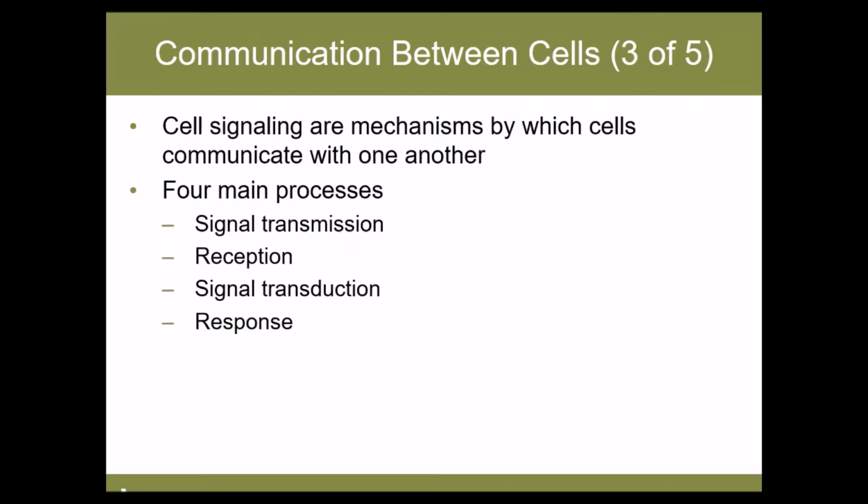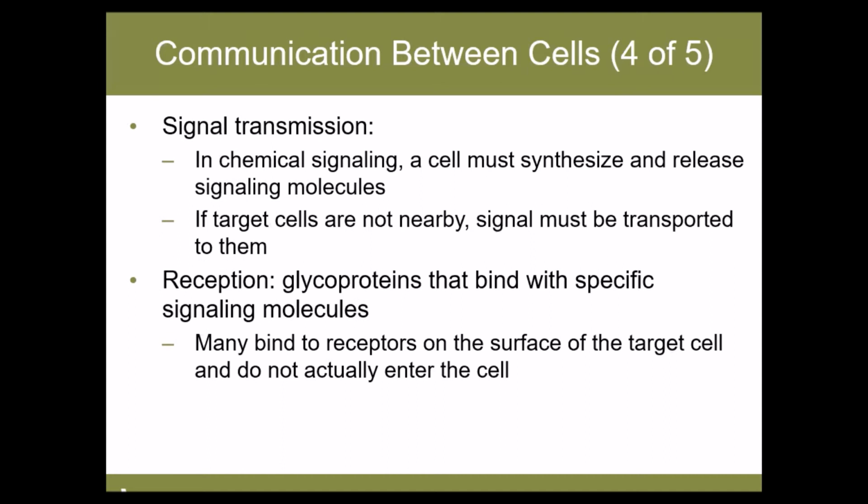We're going to start out talking about cell signaling, where cells are communicating with one another, like inside of a multicellular organism. And there's four main processes that your book talks about. They're listed there for you. And we'll start with these: signal transmission, reception, signal transduction, and then finally a response. So let's look at these as we go through. If you're following along in the textbook, I'm on page 132 in chapter 6.